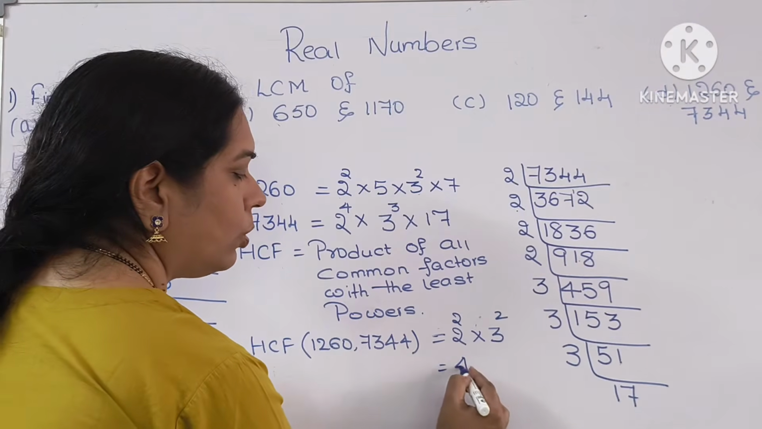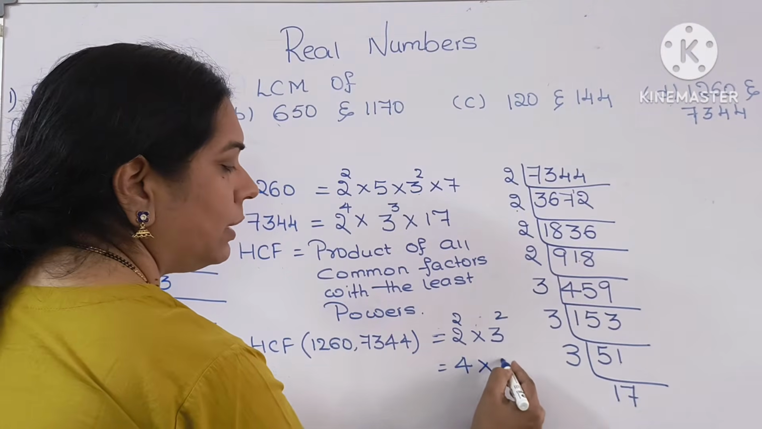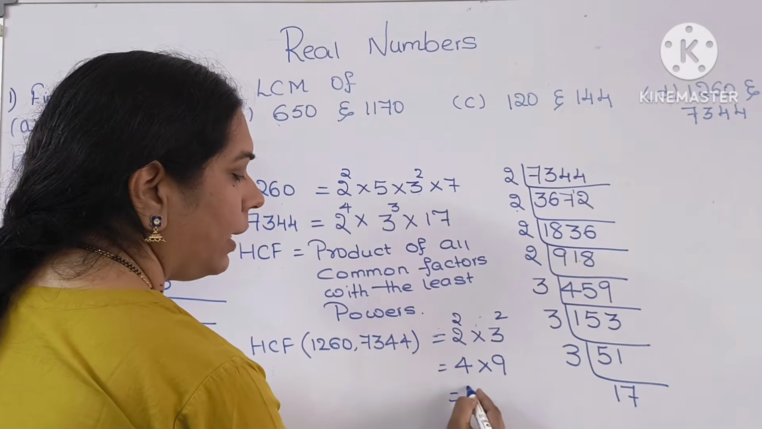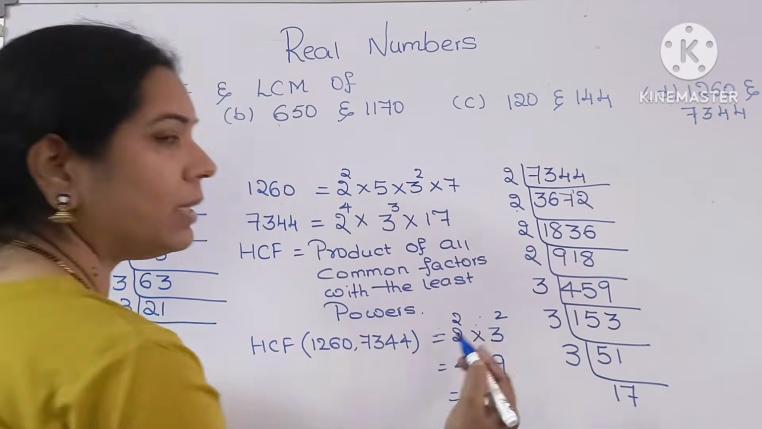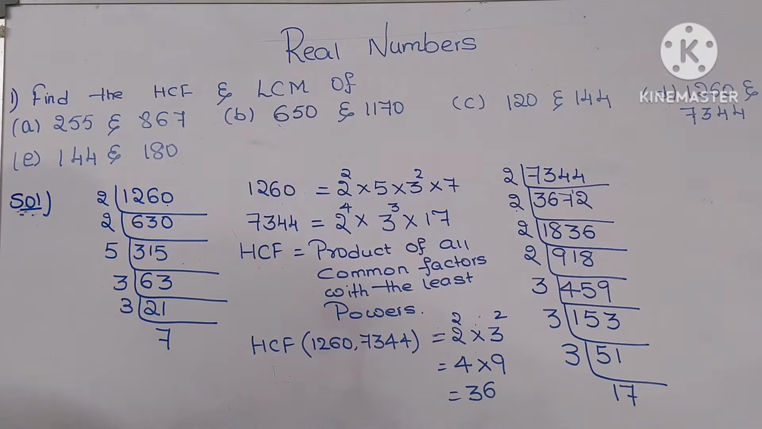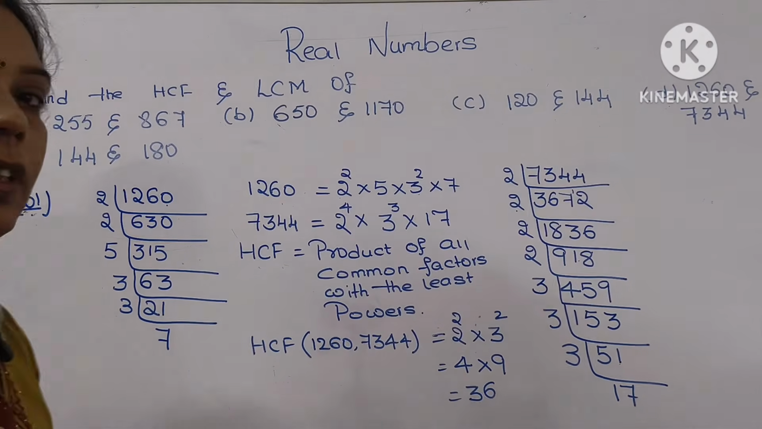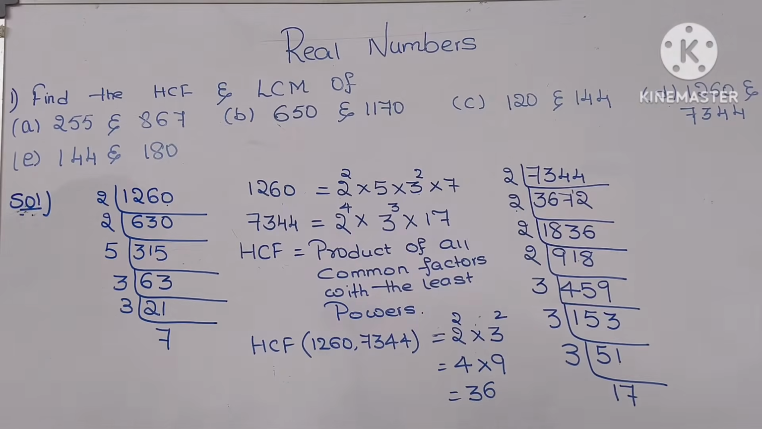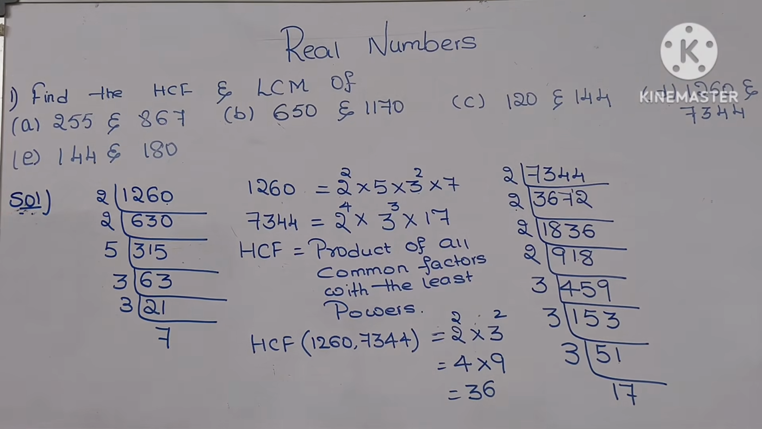2 square is 2 2's 4. 3 square is 3 3's 9. So the HCF of the given two numbers is 36. Let me write the LCM of the given two numbers.